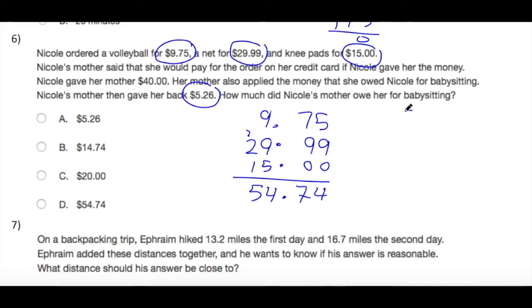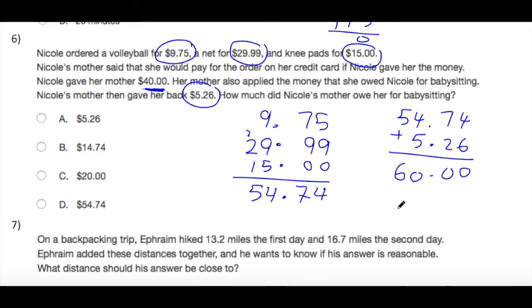plus 54.74 plus 5.26, it will be 60. She paid how much? She paid just 40. So the difference now, 60 minus 40 equals 20. So the answer will be C.